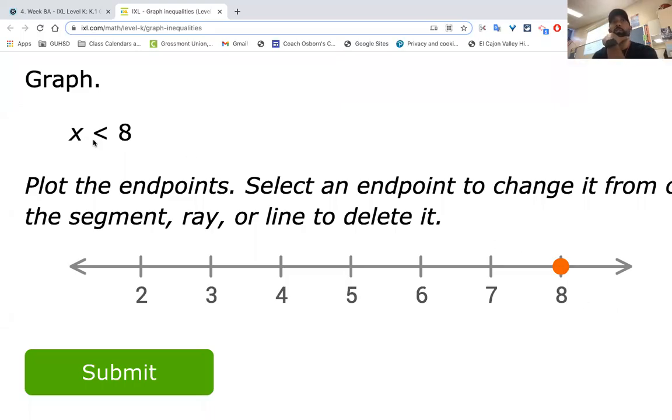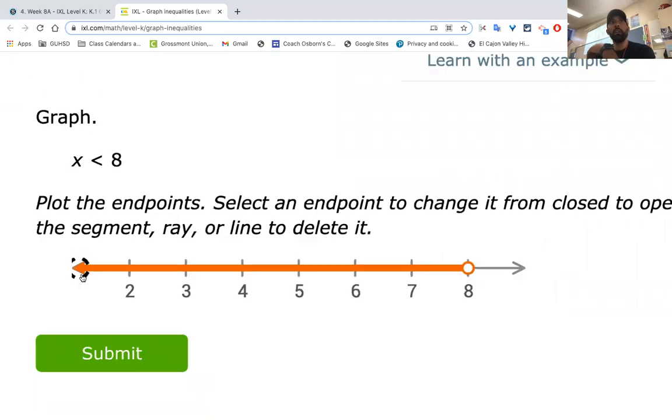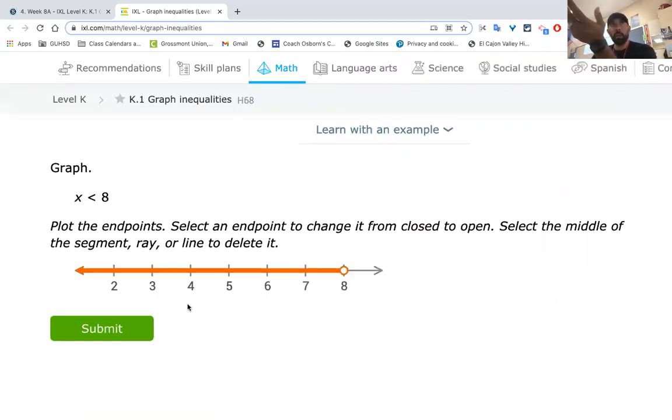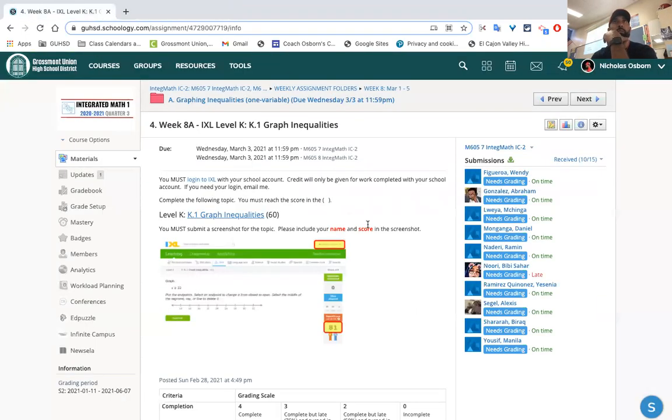There's no equal to here, so you want an open circle, and it's x is less than, so I want to extend this up going all the way to the left. And if it was greater than, I'd go to the right. Okay, so that's what we were doing on Tuesday, or for Wednesday's folder, the one due yesterday.